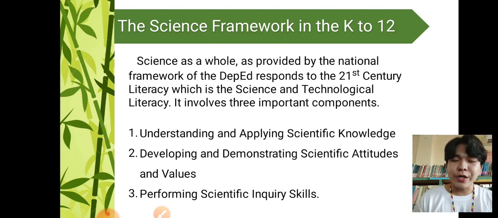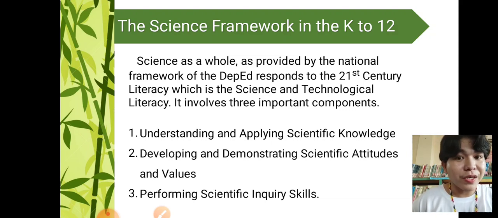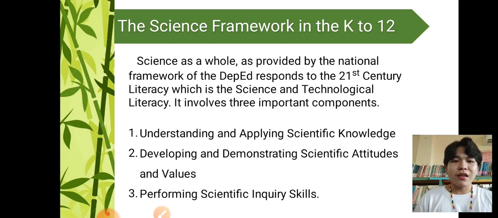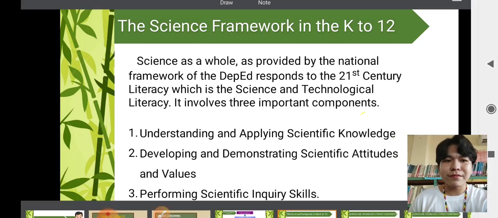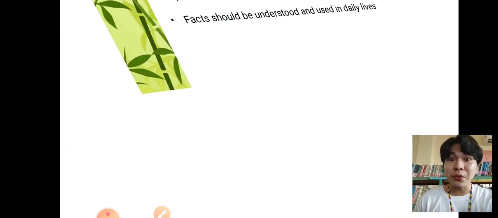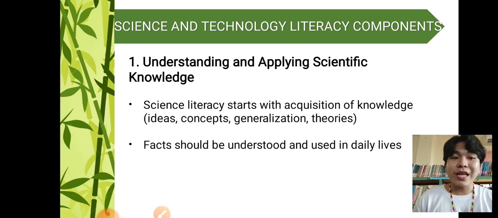First, understanding and applying scientific knowledge. Number two, developing and demonstrating scientific attitudes and values. And number three, performing scientific inquiry skills. So let's start with the first component, understanding and applying scientific knowledge. When we talk about understanding, it is more on comprehension. So it is somehow related to Bloom's taxonomy.